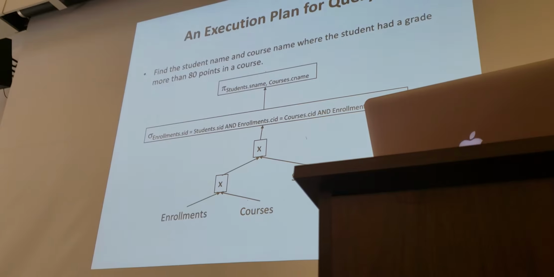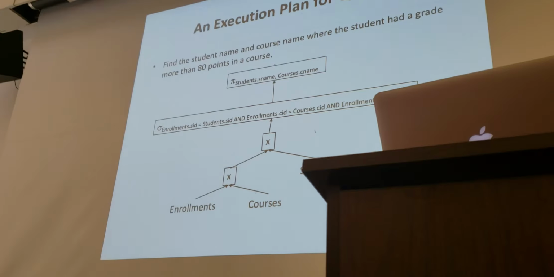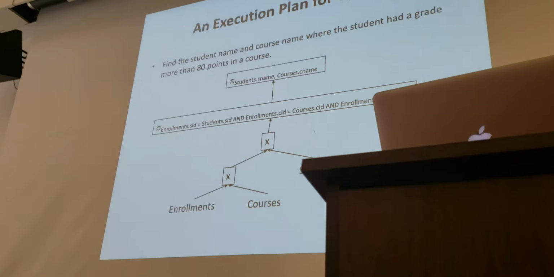I can think of this as a tree. And remember, X is a binary operation. So I'm doing the binary operation in one way. I take the product of enrollments and courses, and then I take the product of that with students. And then I do that big sigma that I talked about with 3 AND conditions in it: SIDs match, CIDs match, and enrollment grade greater than 80. And now I get my result, and I only want the student's name and the course's name.